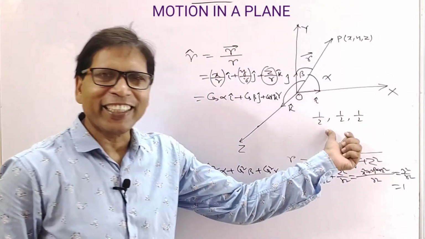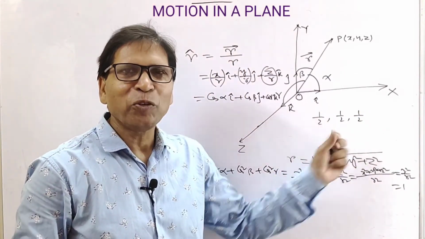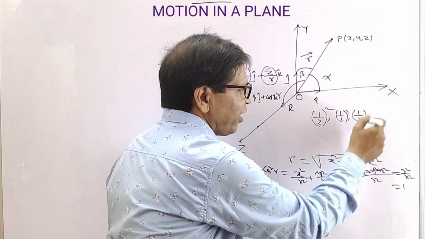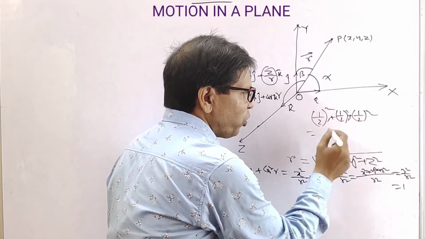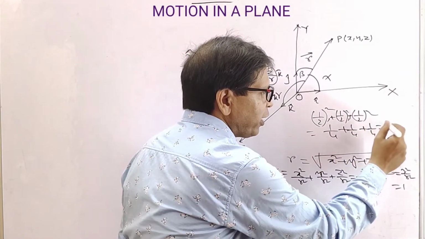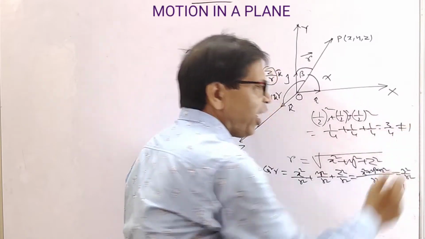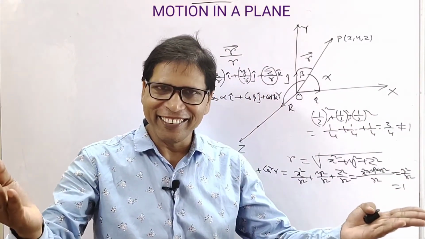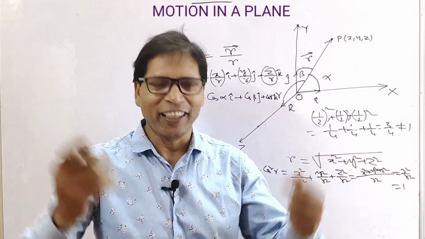Now a question: half, half, half be the direction cosines of a vector. To prove it, we have to look at this: 1 by 4, 1 by 4, 1 by 4. So this is 3 by 4, not equal to 1. So they are not direction cosines. Okay, understood?